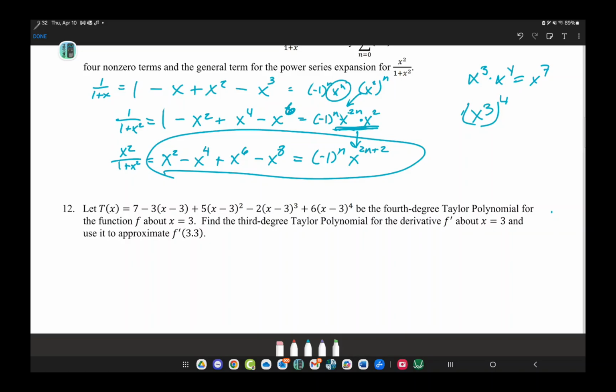Number 12. Let T of x equal 7 minus 3(x minus 3) plus 5(x minus 3) and so on. So we know this is centered around 3. It's the 4th degree Taylor polynomial for the function f about x equals 3. Find the 3rd degree Taylor polynomial for the derivative f prime. Okay, so what do they want us to do? Just take the derivative and then plug in what? 3, yes. So what is T prime of x first?